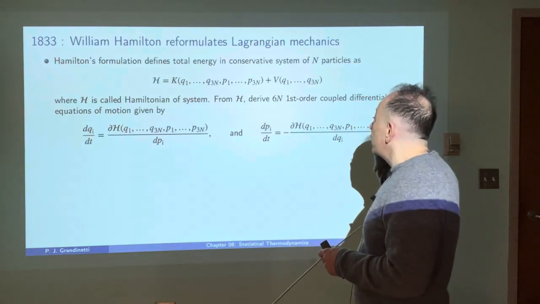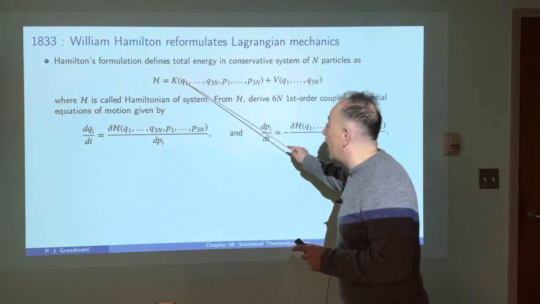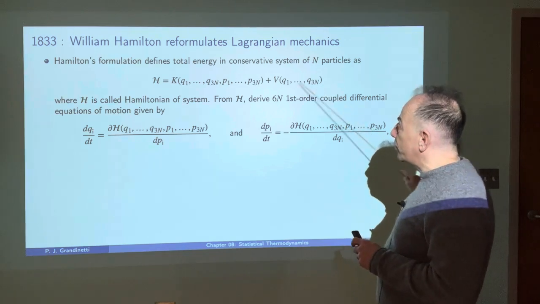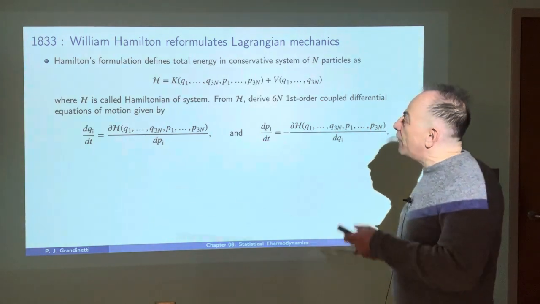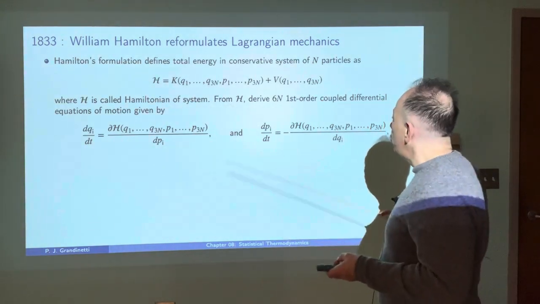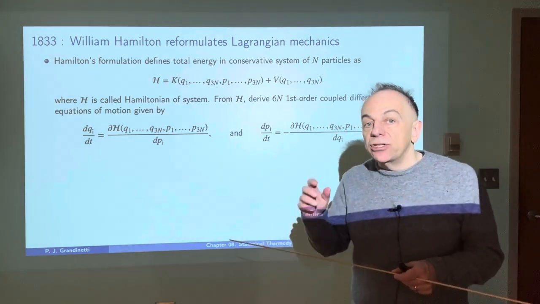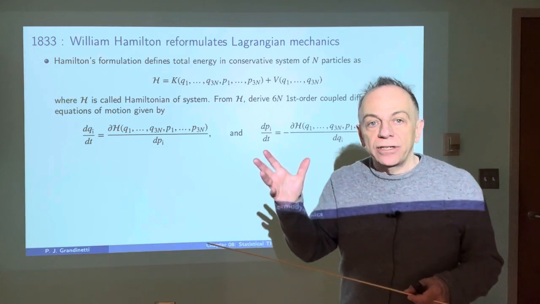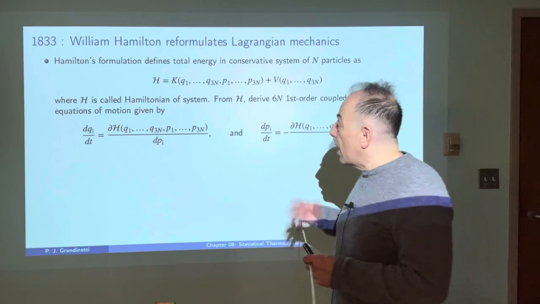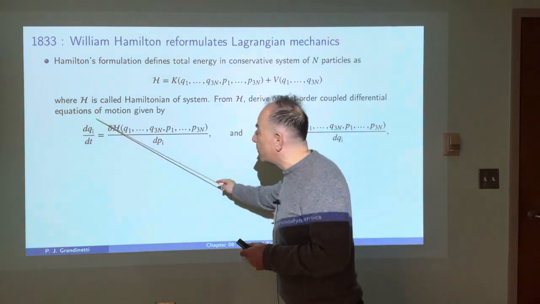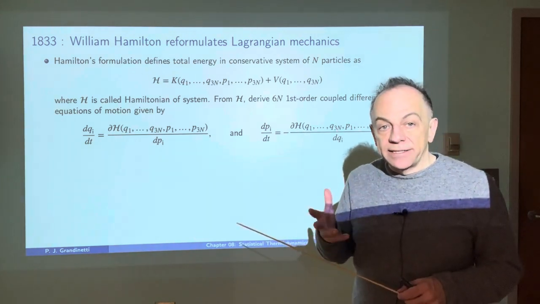Now, in that approach, Hamilton proposes a total energy function, which is simply the sum of the kinetic and the potential energy terms, and that total energy function is now called the Hamiltonian of the system. From that Hamiltonian function, you can derive 6n first-order coupled differential equations to describe the time evolution of the system. So for n particles, there are going to be 6n coupled equations of motion describing the rate of change of the positions and the momenta in the system.